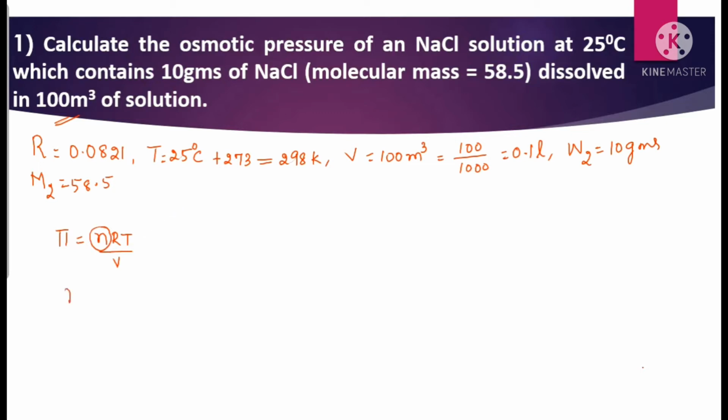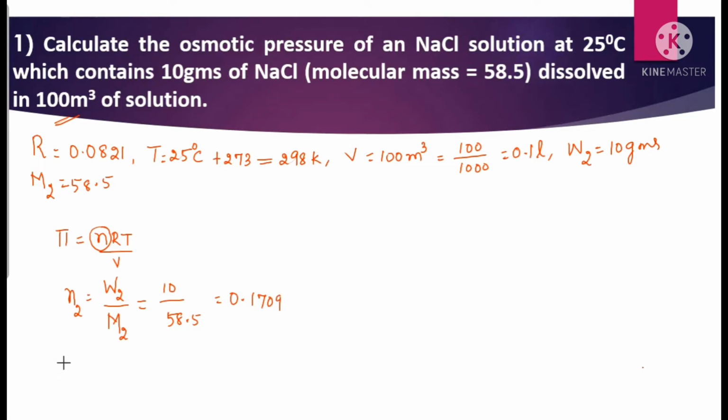How to calculate n? n is the number of moles of solute. So n2 is equal to W2 by M2. If you substitute this value, you will be able to get n2. What is W2? 10. 10 divided by the molecular mass, 58.5. Now the value is 0.1709.